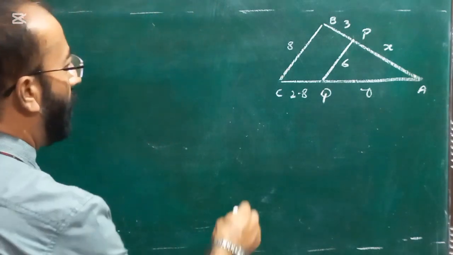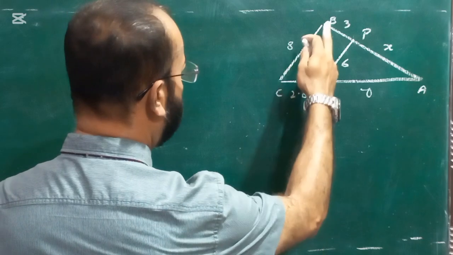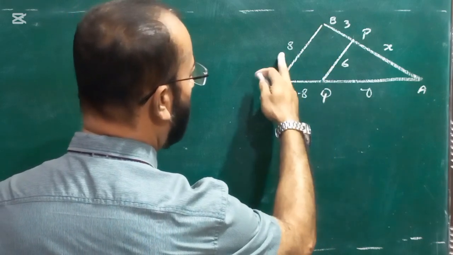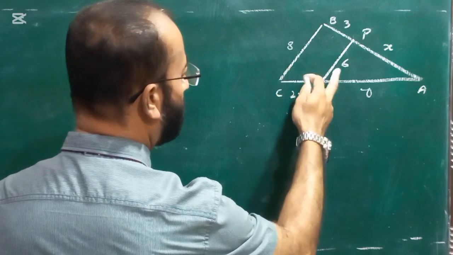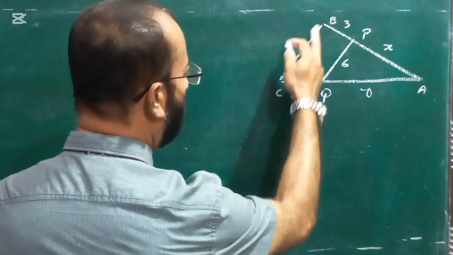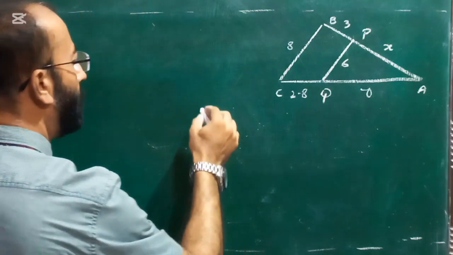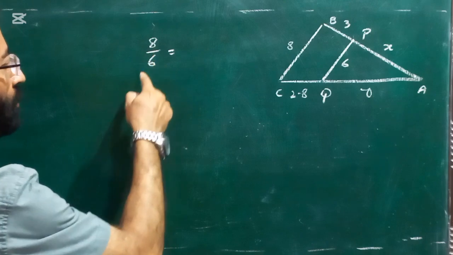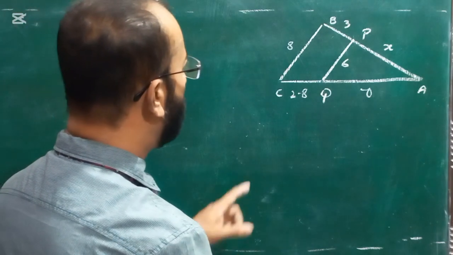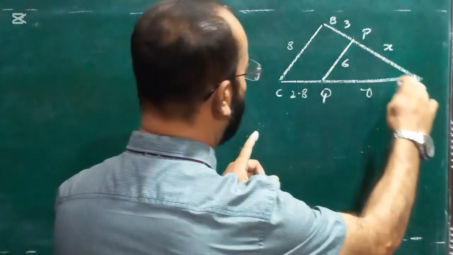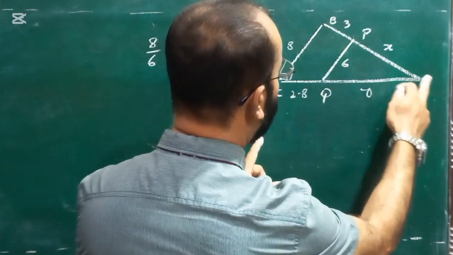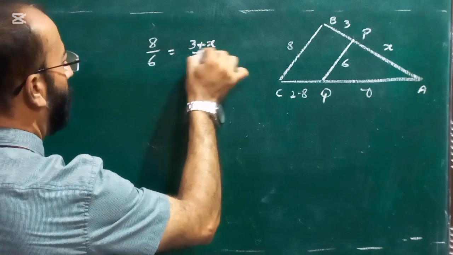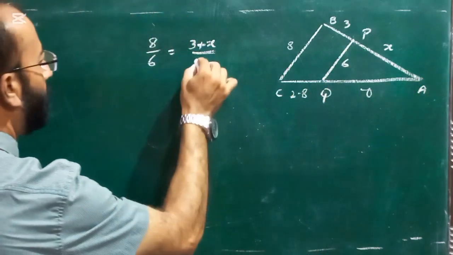So look now, in the bigger triangle, that is BCA, we are choosing the sides because the right sides are given of both figures, bigger and smaller as well. So we are moving from bigger to smaller. So look now, 8 by 6. So we have moved from bigger to smaller. So on the right side, if you see, the bigger side is 3 plus x and the smaller side is x.